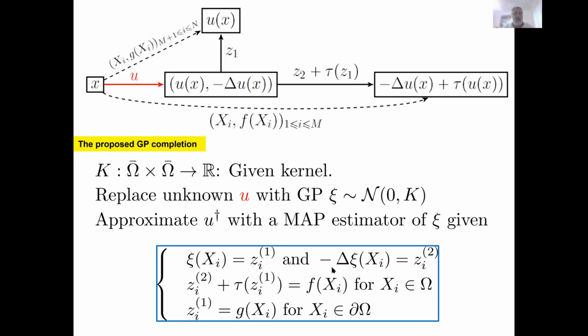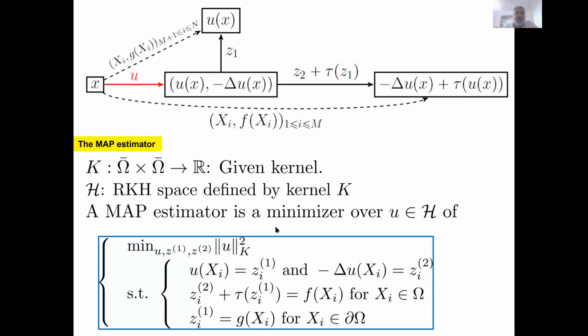Now, this MAP estimator can be identified as the minimizer of the following variational problem, where the quantity to be minimized is the RKHS norm of the function u defined by the kernel k, and the constraints are requiring u to satisfy the constraints imposed by the graph at the collocation points.